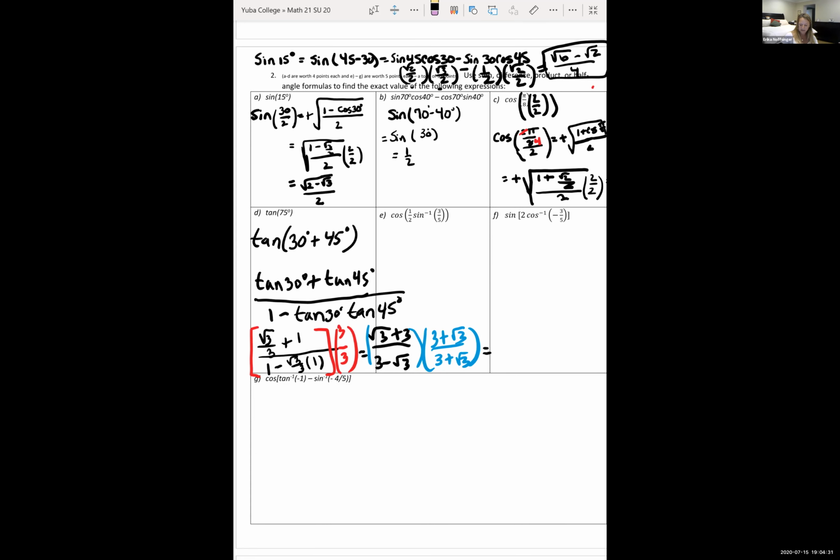So if you FOILed this out, this would have given us 3 root 3 plus a 3 root 3 is a 6 root 3. This would have given us a 9, and this would have given us plus a 3, so that would have been plus a 12. All over, this is a difference of squares, so 3 squared minus, so 9 minus root 3 squared, 3. You can factor 6 out of the top, which gives me root 3 plus 2, all over 6. That cancels. So our final answer is root 3 plus 2.